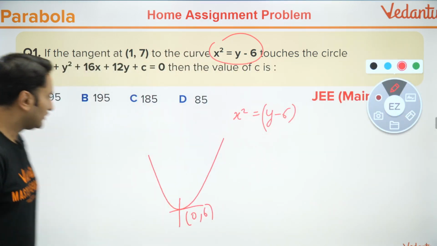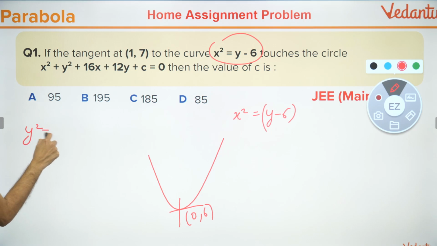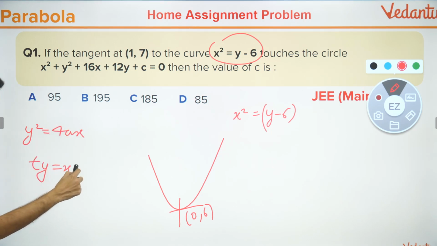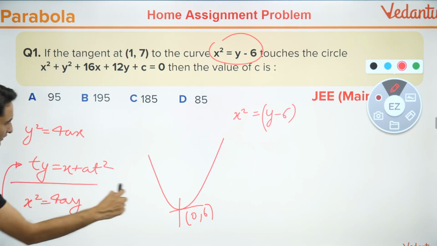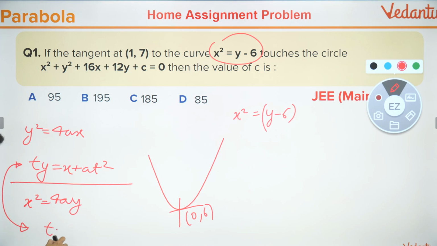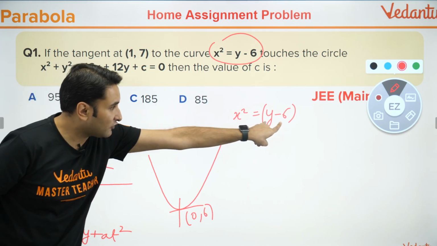All of you. y square is equal to 4ax. What is the tangent? ty is equal to x plus at square. Now x square is equal to 4ay. What is the tangent? Interchange x and y. कितना हो जाएगा? It will be tx is equal to y plus at square. Now this curve, इसके अंदर y की जगह क्या हो गया?